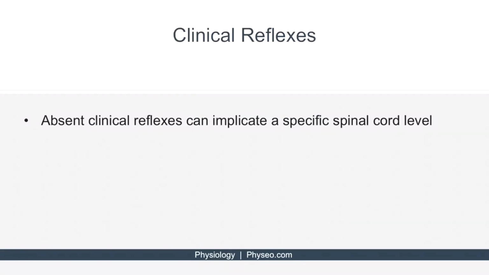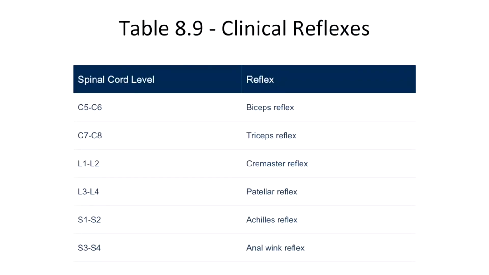Now let's talk about clinical reflexes. Absent clinical reflexes can implicate a specific spinal cord level. So here's table 8.9 showing the list of clinical reflexes you need to be familiar with. I won't read them to you here, but you may pause the video to take this in. Now let's do a question to apply this.